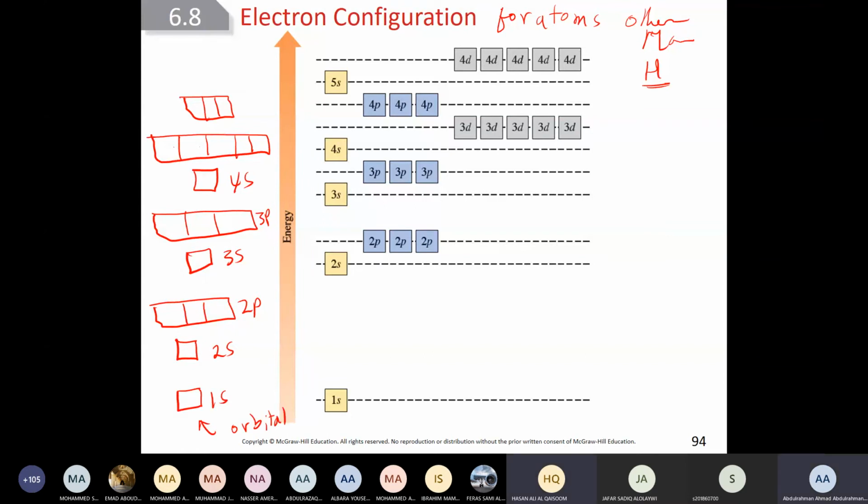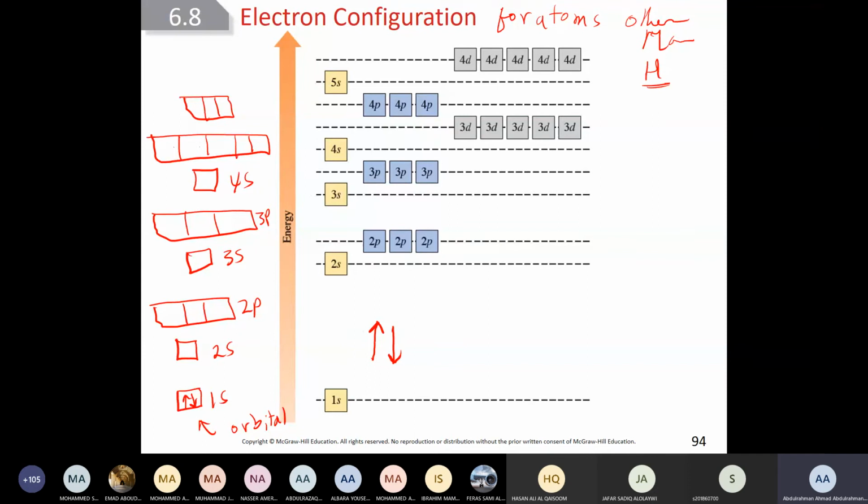Orbital. The maximum number of electrons that I can put in any orbital is 2 electrons. Only 2 electrons. And these two electrons must be spinning in different directions. So if one electron is here, the other electron must be like this in the same orbital. If they are in the same orbital, they must be spinning like this. Each one is called an electron.